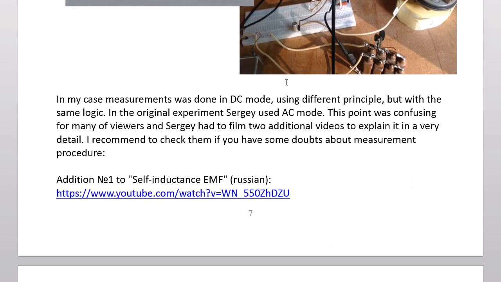In my case, measurements were done in DC mode, using a different principle but with the same logic. In the original experiment, Sergey used AC mode. This point was confusing for many viewers, and Sergey had to film 2 additional videos to explain it in great detail. I recommend checking them if you have any doubts about the measurement procedure.